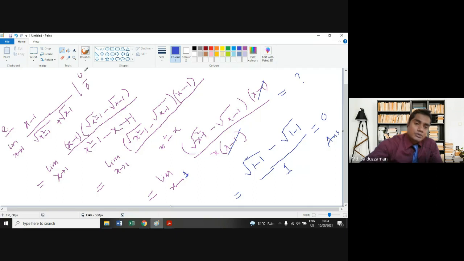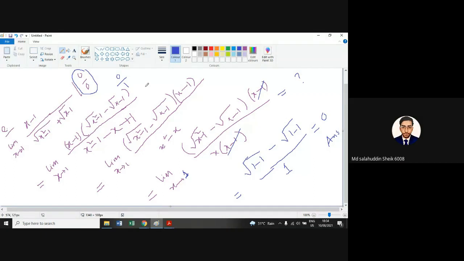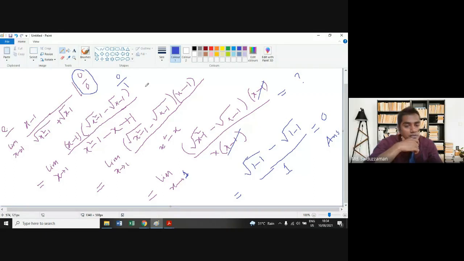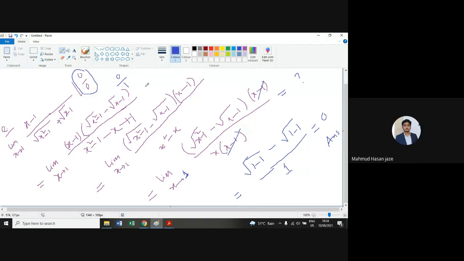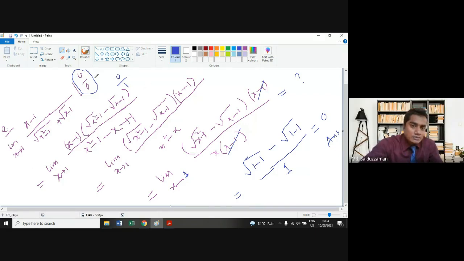If you look into that, 0 by 0 and 0 by 1, is it the same? No, sir. 0 by 0 is what? Do you know? Indeterminate, right? Or undefined. But 0 by 1 is 0. So both are not the same. That's why I have avoided putting the value here. It was impossible, 0 by 0. Now it is 0 by 1.